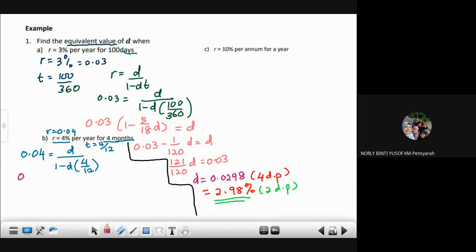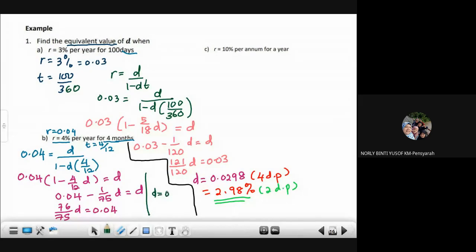Bila naikkan 0.04, 1 tolak 4/12 D sama dengan D. Dan you selesaikan nanti you kembang. You akan dapat 0.04 minus 1/75 D equals to D. So nanti dapat 76/75 D sama dengan 0.04. Okay, lepas tu sama, nanti you bahagi. Jadi you akan dapat D 0.0395 in 4 decimal places lah.